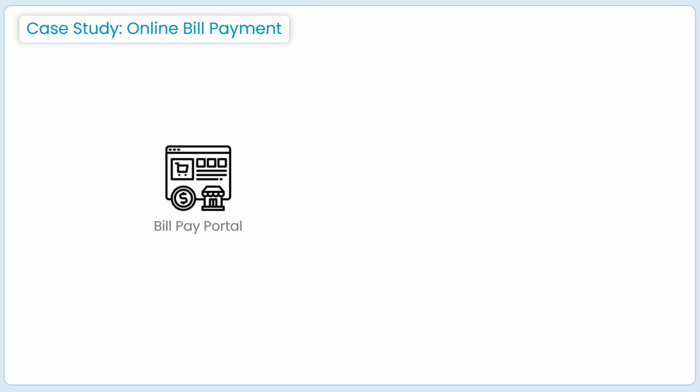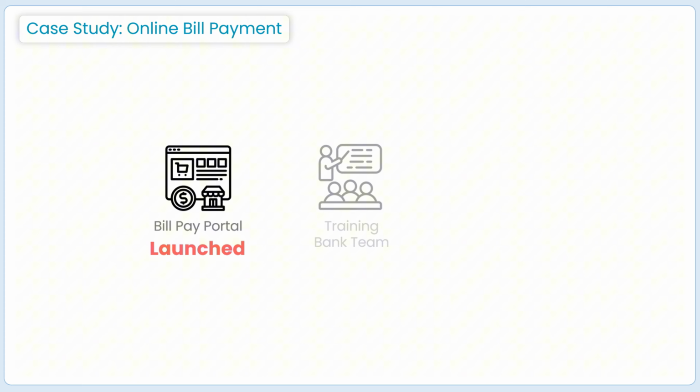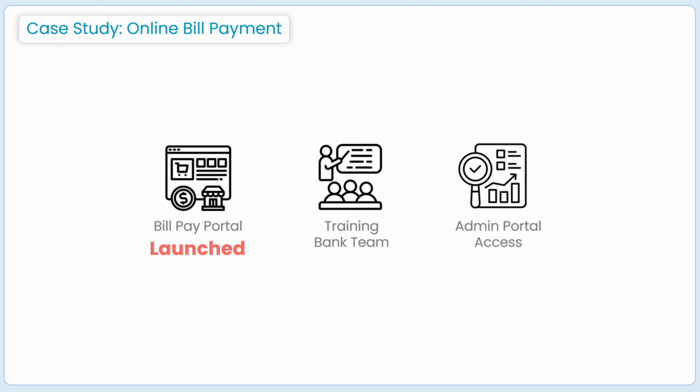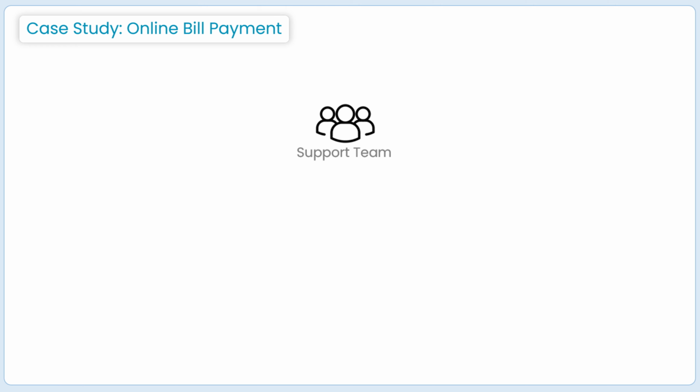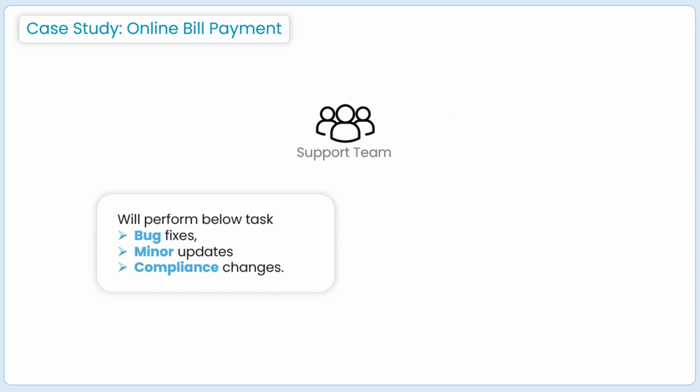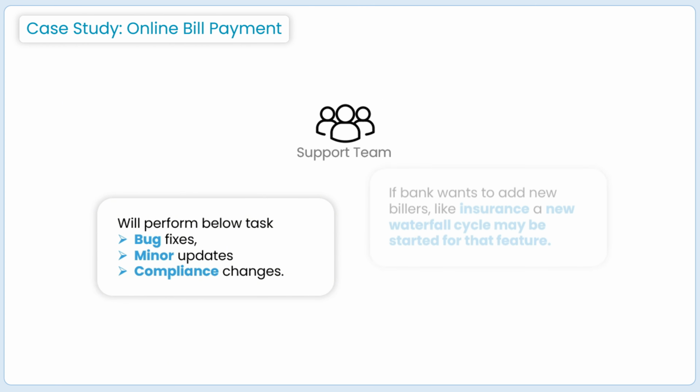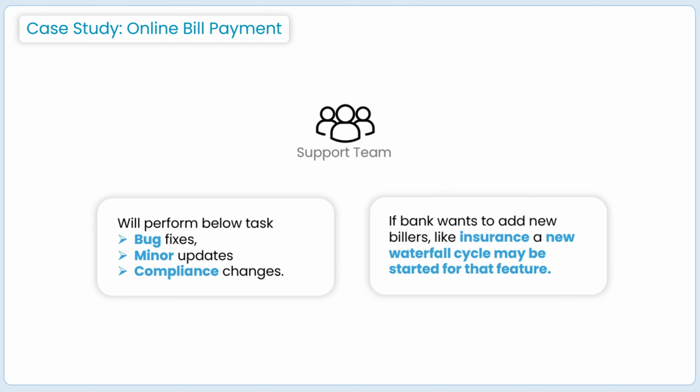The bank launches the bill payment system for all the customers. They provide training to the required users and staff members. Admin users are given access to the reporting and the monitoring dashboards. After the launch, the support team monitors the system. Any minor updates, bug fixes, or compliance changes will be considered. If the bank now wants to introduce additional billers like insurance payment, a new waterfall model needs to be considered.